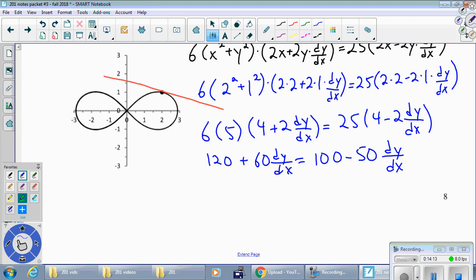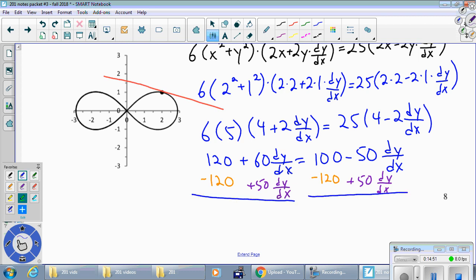Okay, now that the dy dx's are all unpacked, we recognize that there are 2 of them on opposite sides of the equal sign. And our goal is to get all the dy dx terms on one side and everything without a dy dx on the other side. So what we're going to do is add 50 dy dx's to both sides. So I'm going to move this guy over to the left-hand side. And we also want to move everything that doesn't have a dy dx over to the right-hand side. So at the same moment, we're going to subtract this 120 from both sides. And so on the left-hand side, 60 dy dx plus 50 of them is 110 of them.